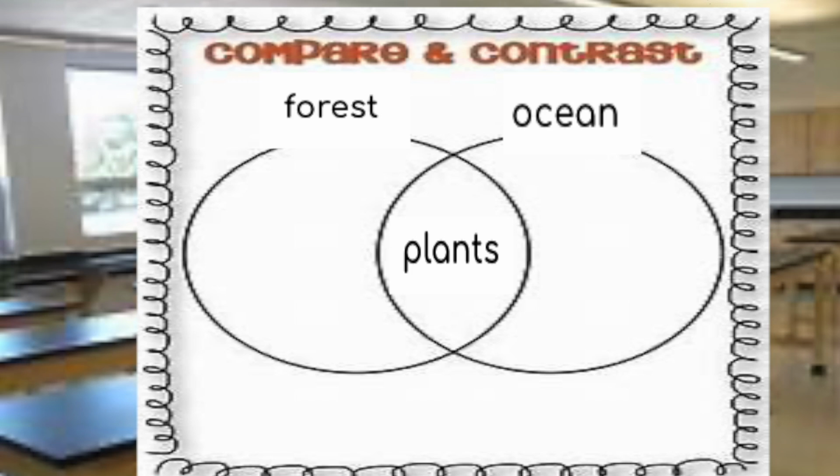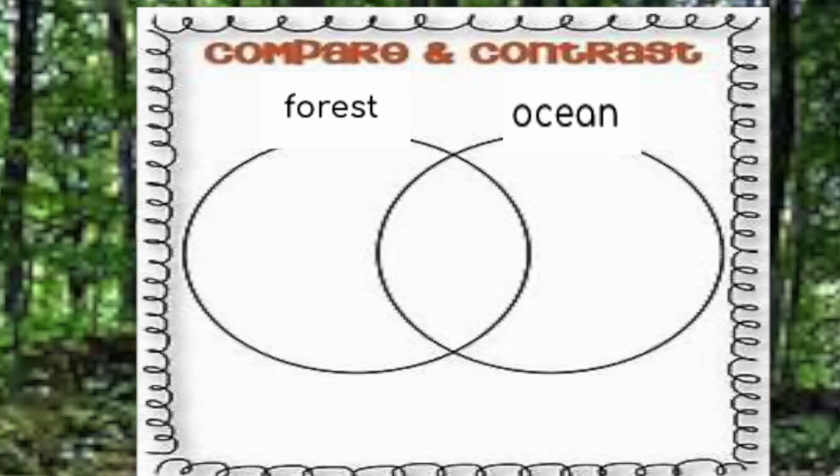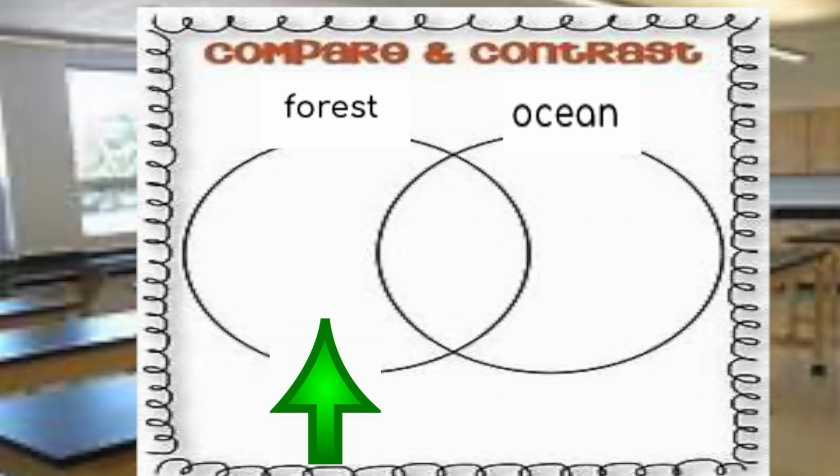Junior scientists, now that we have compared, found ways that both the forest and ocean are the same, let's contrast these habitats. Let's find out how they are different. Let's start with the forest. How is the forest unique from the ocean? Did you say that the forest has a lot of trees? I agree with you. Let's add a representation of trees on this part of the graphic organizer. This part of the organizer will tell us how the forest is unique.